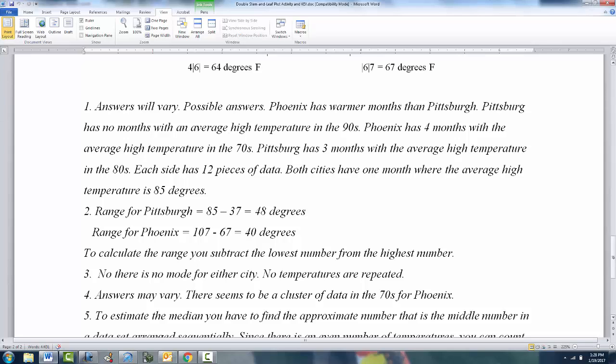5, median. What is the median for Pittsburgh? What do we get? I heard someone say 63.